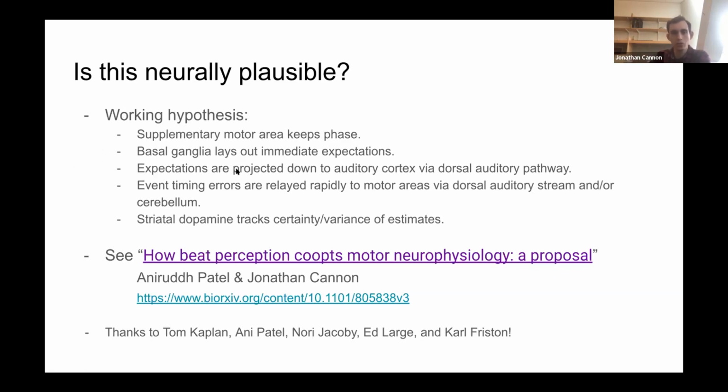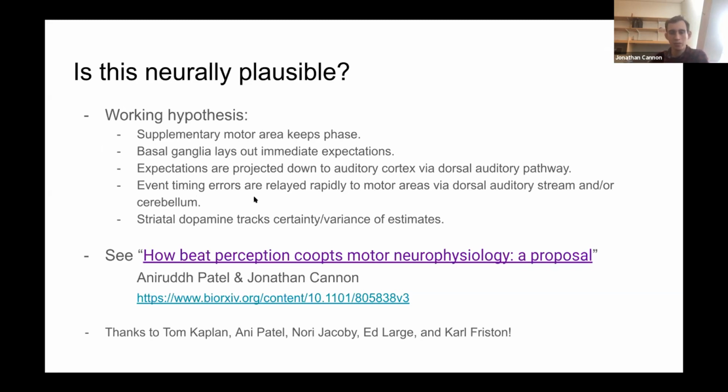Those expectations are then projected down to auditory cortex from motor areas via the dorsal auditory pathway. And event timing errors based on those expectations are then relayed up the dorsal auditory stream. That process may involve cerebellum. We're still talking about it, not sure based on experimental data.